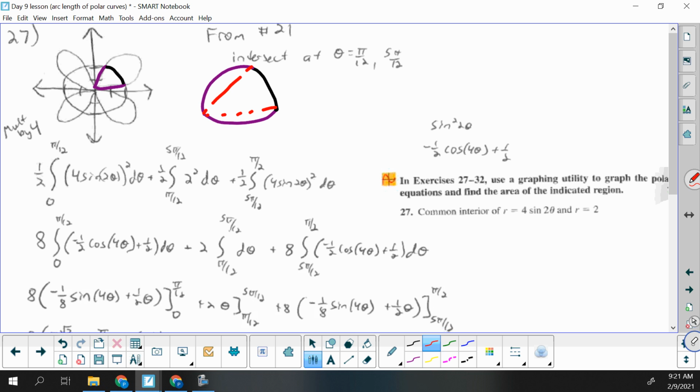So we actually had from question 21, we had already set these two equal and found that they crossed at 5 pi over 12 and pi over 12. So we're going 0 to pi over 12 for the 4 sine 2 theta, then pi over 12 to 5 pi over 12 for the 2, then 5 pi over 12 to pi over 2 again for the 4 sine 2 theta. So you had to square them out.